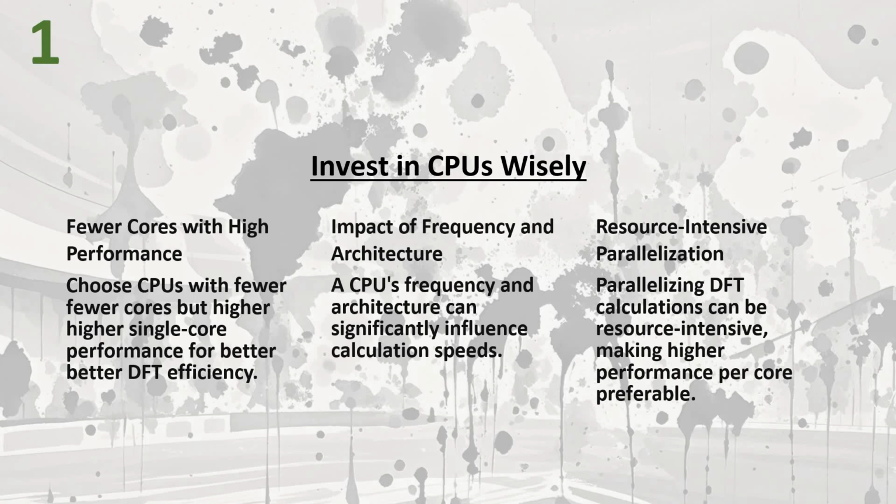Now, let us consider two CPUs at the same price. One has more cores but less single core performance, and the other has fewer cores with higher single core performance. Generally, the second CPU works better for DFT calculation. The reason is that parallelizing a DFT calculation itself is resource consuming. So fewer CPU cores with higher single core performance work better than more CPU cores with lower performance.